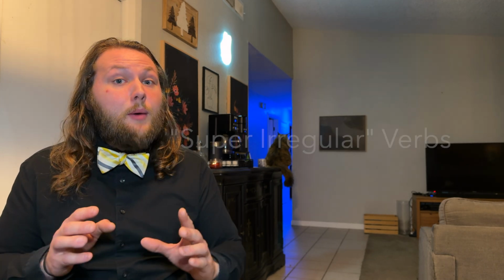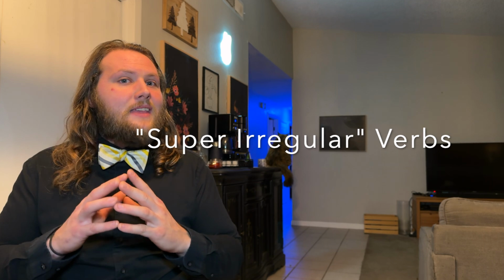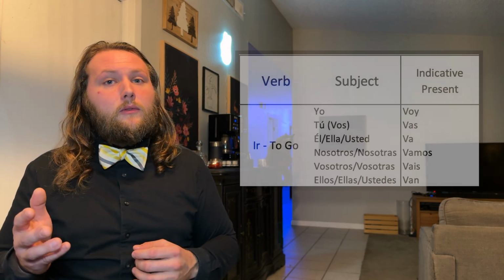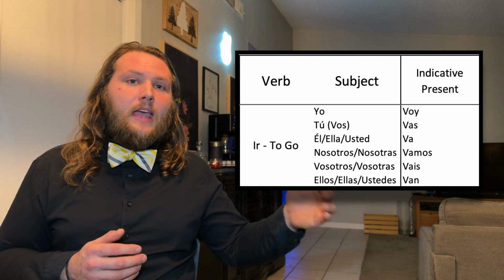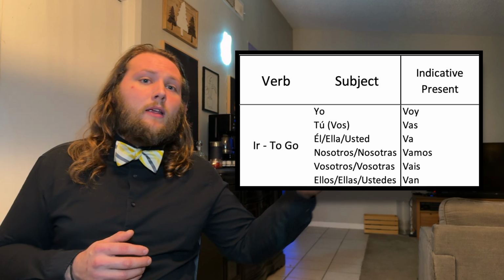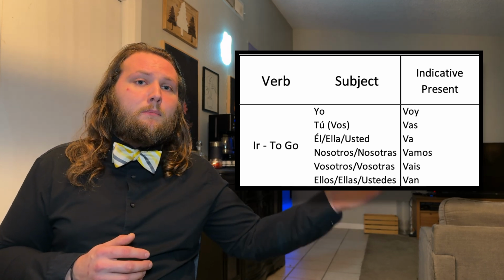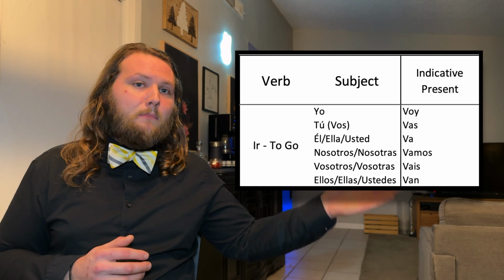Now, be warned, there are a handful of verbs that are so irregular that they don't just change their stem or their ending, but the whole entire word changes when it's conjugated. Two of the most common ones are ir, which means to go, and ser, which means to be. The conjugations for ir are as follows. Yo voy, tú, vos vas, él, ella, usted va, nosotros, nosotras vamos, vosotros, vosotras vais, and ellos, ellas, ustedes van.